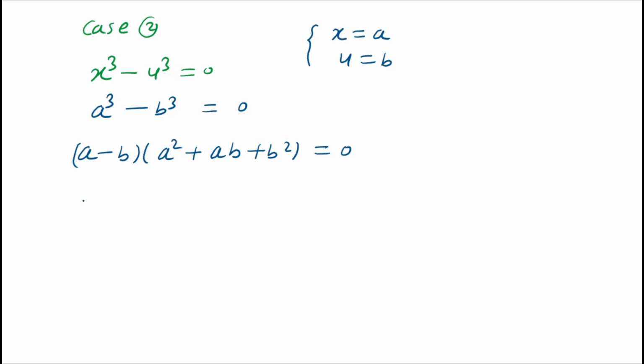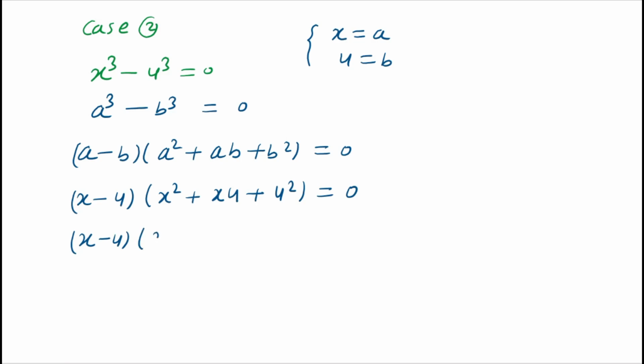Now the value of a is x, b is 4, and this is replaced by x minus 4 multiplied by x square plus a is x and b is 4, x times 4 is 4x, plus b is also replaced by 4, 16, and this is equal to 0.